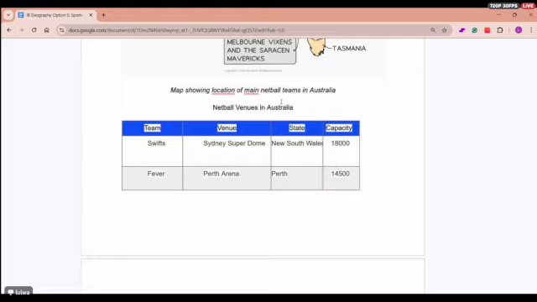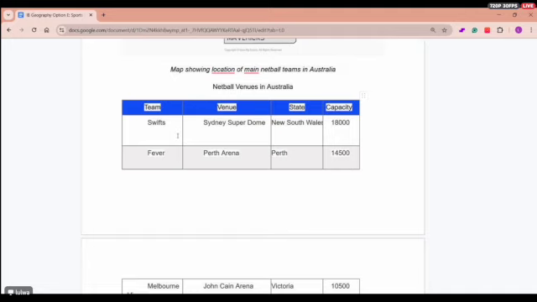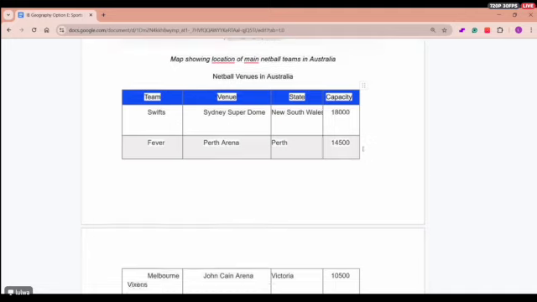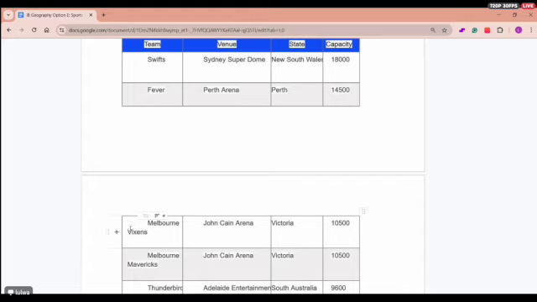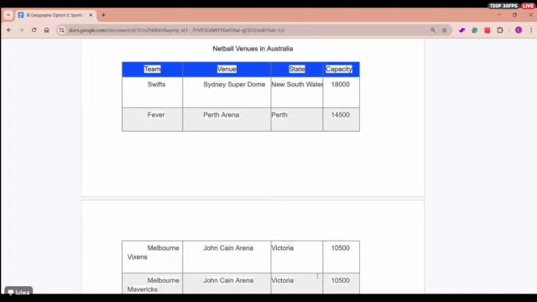So you also have different venue sizes, the capacities. As you can see here, the largest is the Swifts, who play in Sydney, and their capacity is 18,000 people. However, you also have, for example, the Melbourne Vixens, who have a capacity of 10,500. A very large carrying capacity means that they have room for multiple tourists to come at a time.